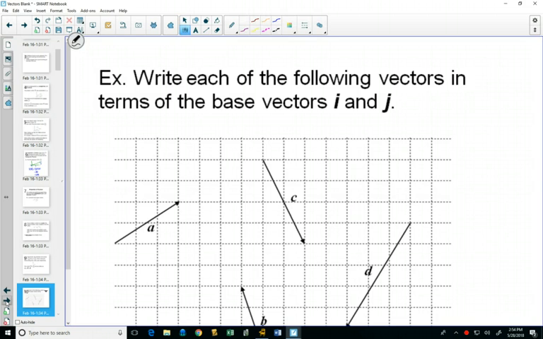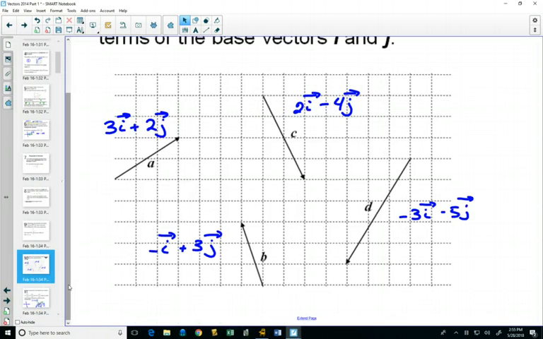So for A, I'll do A and I'll let you do B, C, and D. A would be 3 to the right and 2 up. So we could say that vector A is equal to 3I plus 2J. See how you did? So far, so good?